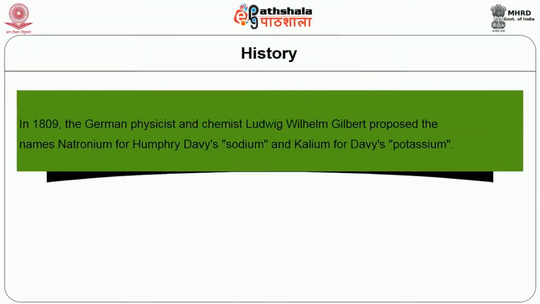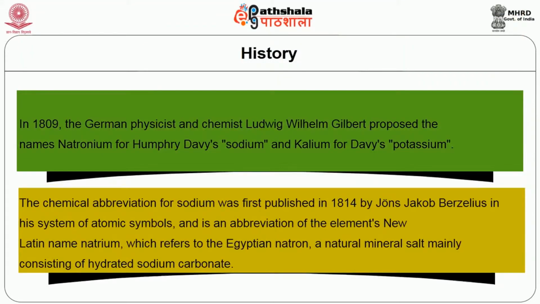In 1809, the German physicist and chemist Ludwig Wilhelm Gilbert proposed the names natrium for Humphry Davy's sodium and kalium for Davy's potassium. The chemical abbreviation for sodium was first published in 1814 by Jöns Jacob Berzelius in his system of atomic symbols and is an abbreviation of the element's new Latin name natrium, which refers to the Egyptian natron, a natural mineral salt mainly consisting of hydrated sodium carbonate.